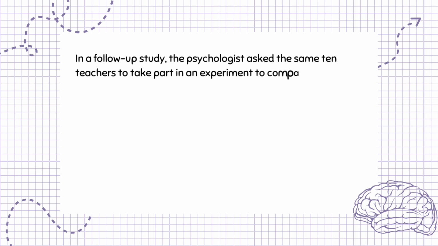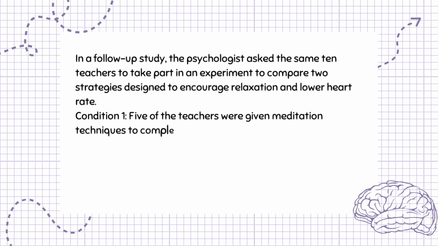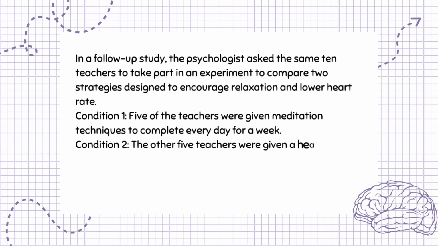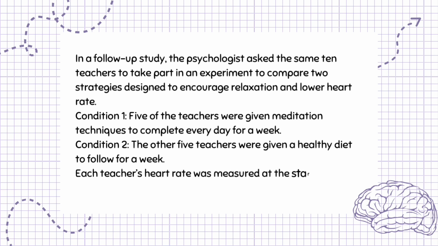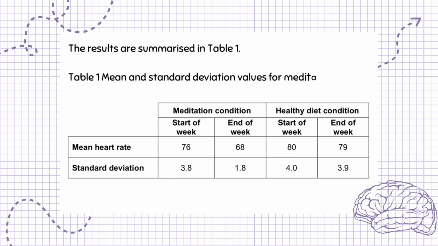In a follow-up study, the psychologist asked the same 10 teachers to take part in an experiment to compare 2 strategies designed to encourage relaxation and lower heart rate. Condition 1. 5 of the teachers were given meditation techniques to complete every day for a week. Condition 2. The other 5 teachers were given a healthy diet to follow for a week. Each teacher's heart rate was measured at the start of the week and at the end of the week. The results are summarized in Table 1. Table 1. Mean and standard deviation values for meditation and healthy diet conditions.